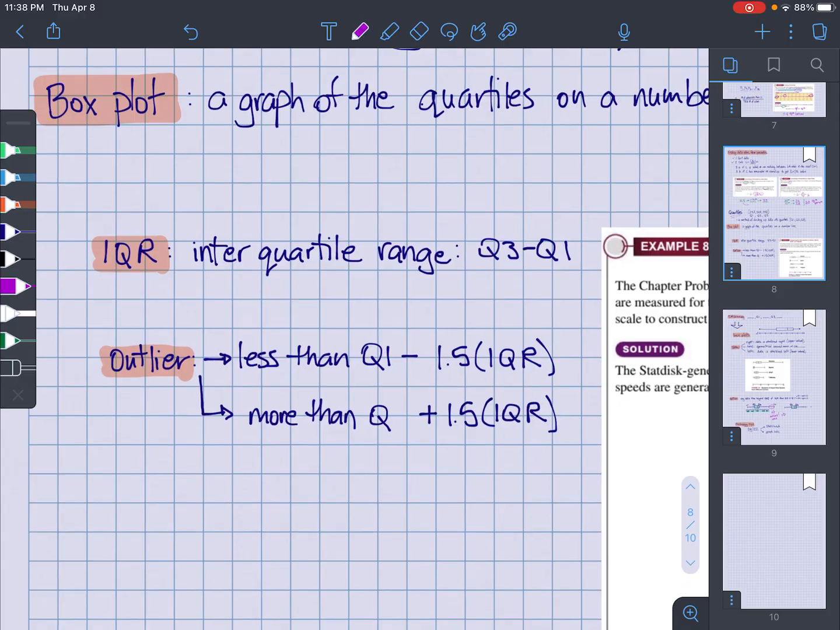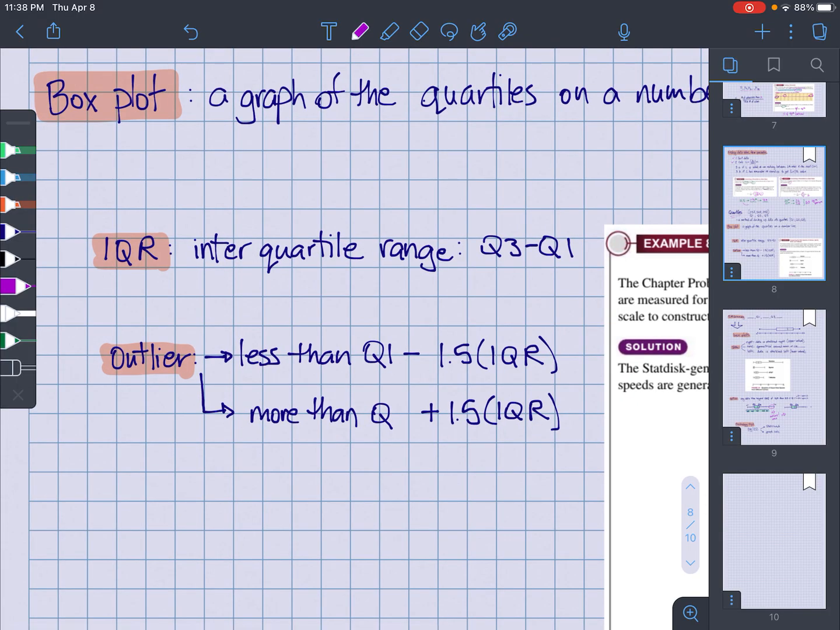A couple other things. From here, we can create what's known as the IQR. The IQR is going to be the distance from Q1 to Q3, and that allows us to identify outliers, okay? Other than just saying vague words like, oh, that number's way out in left field, right? We can now have a formula.